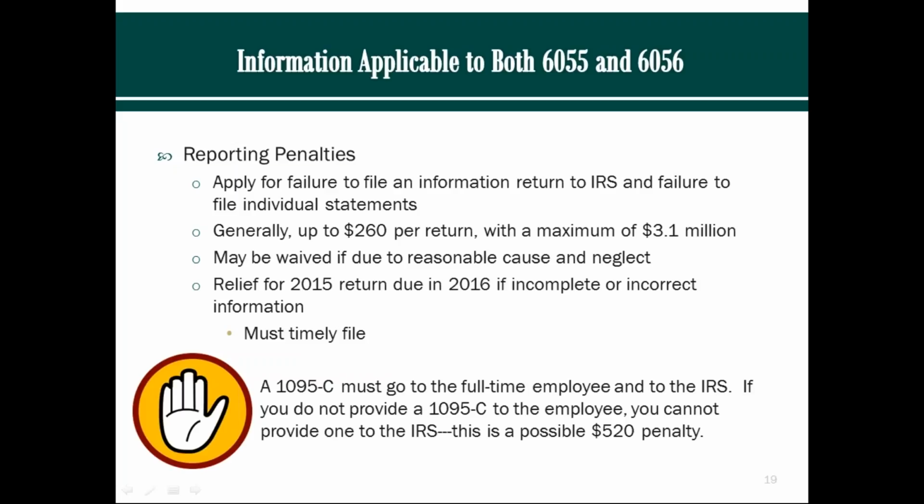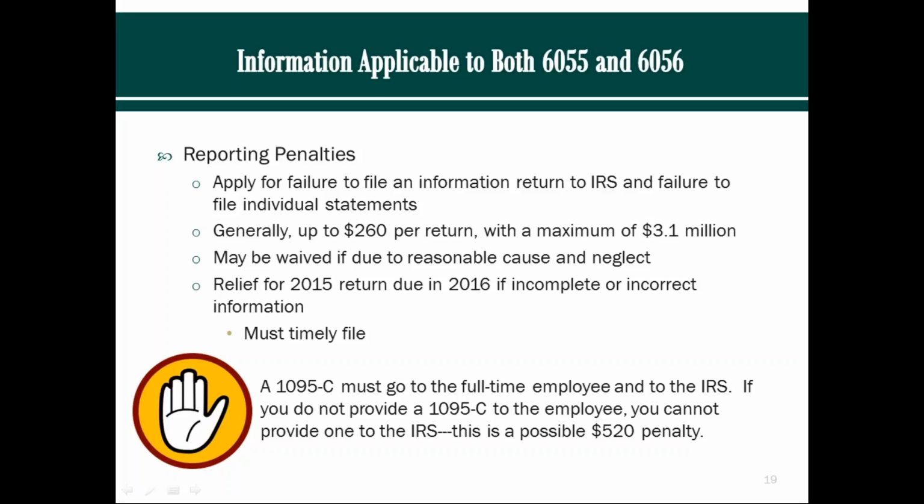So the information that's applicable to both reporting requirements under 6055 and 6056 is the penalties. They keep saying make a good faith standard, comply as best as you can. However, if you don't, now we're going to get you if we find mistakes, find errors, or if you just don't report. Remember, the penalties apply for either failure to file an information return to the IRS, just like if you don't file a W-3 with the IRS for your employees, or failure to file an individual statement to give to your employees, just like you could be penalized if you don't give a W-2 to your employees.